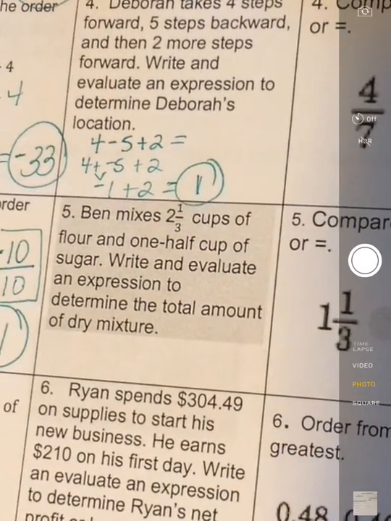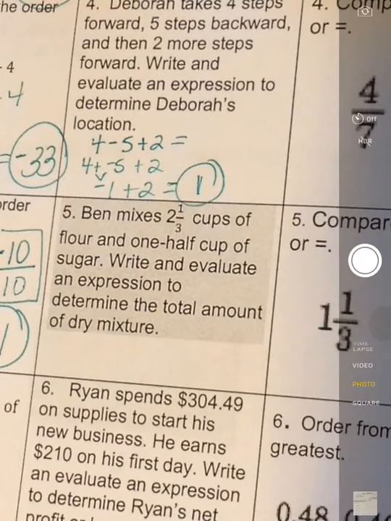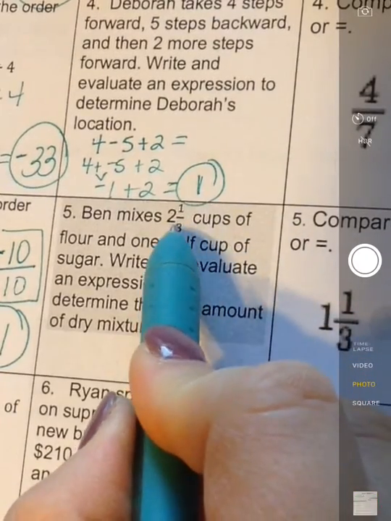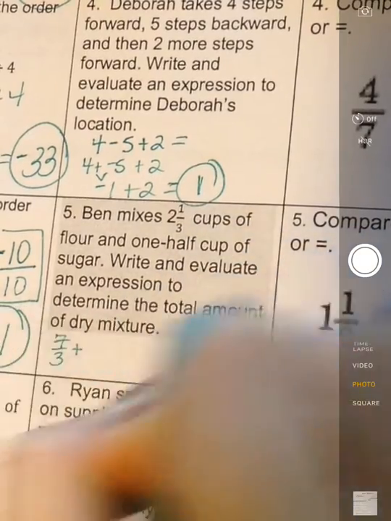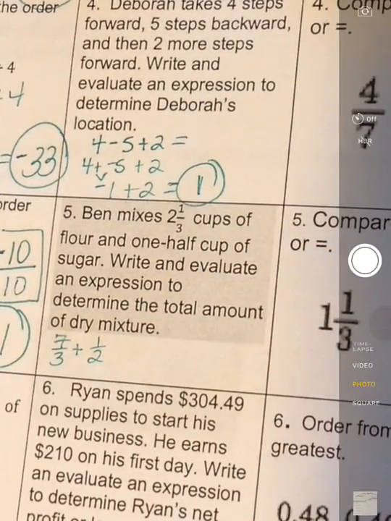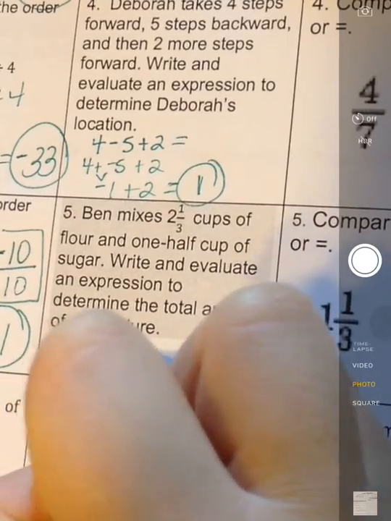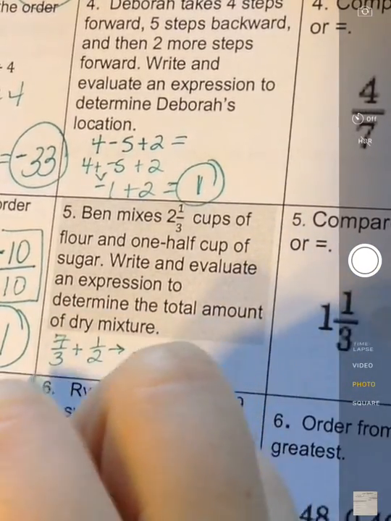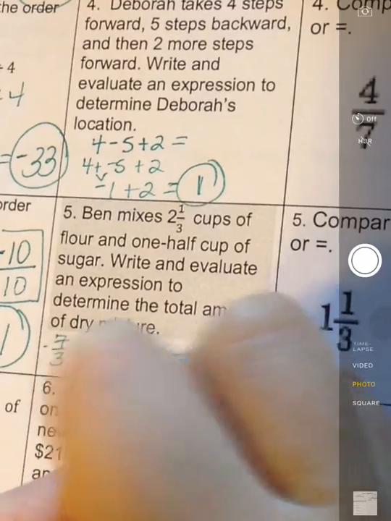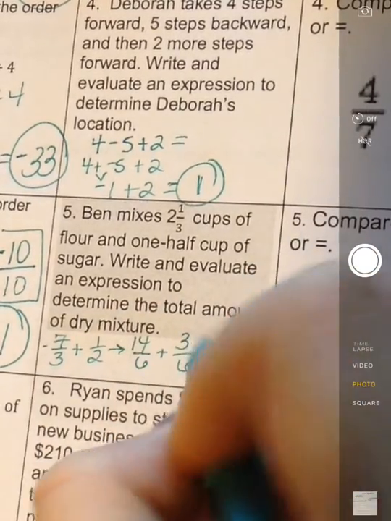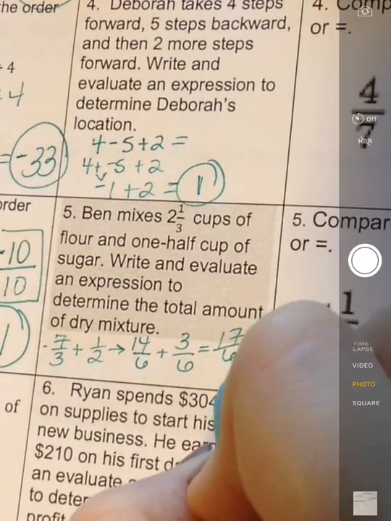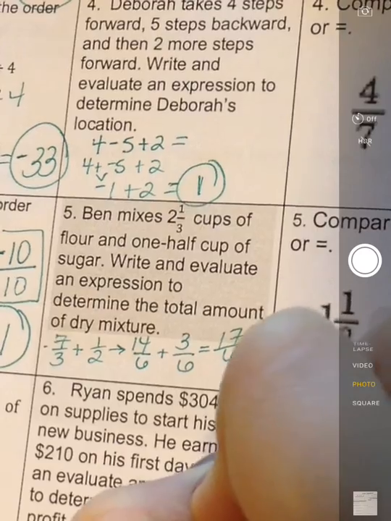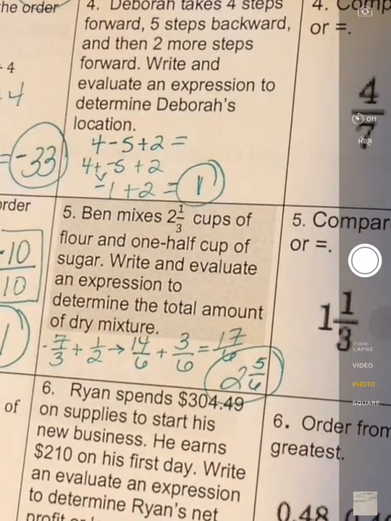Ben mixes 2 1/3 cup of flour and 1/2 cup of sugar. Write an evaluation to determine the total amount of dry mixture. Well, I'm going to change this. So 3 times 2 plus 1 leaves me with 7/3 plus 1/2. We need common denominators, which would be 6. So times 2 gives me 14, times 3 gives me 3. 14 plus 3 gives me 17/6. 6 goes into 17 2 times with 5 left over. So your answer is 2 and 5/6.